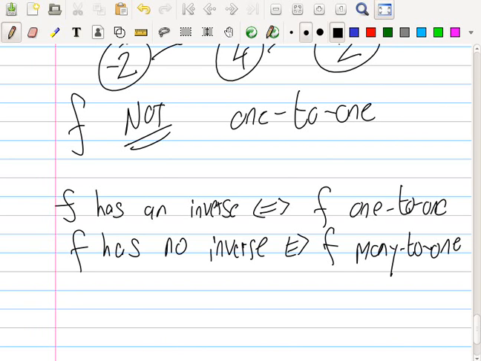Okay. What about L? Yes, has. I think it probably does. M? No, because it's not 1-to-1. Because what happens? It repeats. It repeats. And so on, and so on.